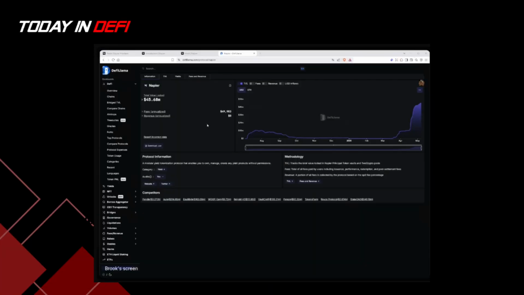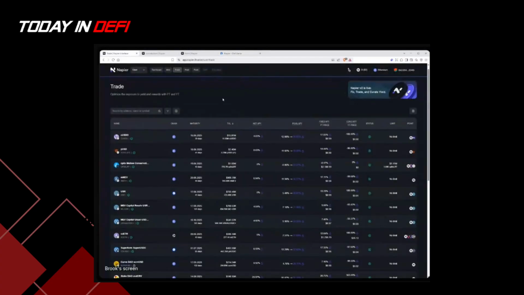So Napier is a yield trading protocol very similar to Pendle or Spectra. It's been launched for less than 1 year. However, the TVL has been growing really fast recently, and the reason is the launch of V2. For V2 of Napier, you can call it a curated version of Pendle or Spectra.